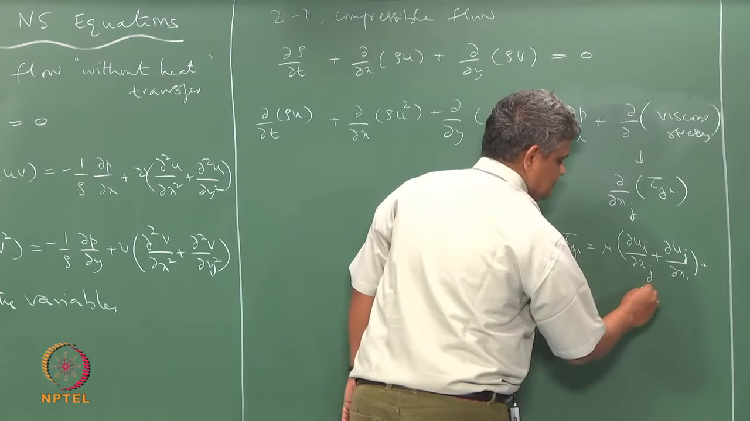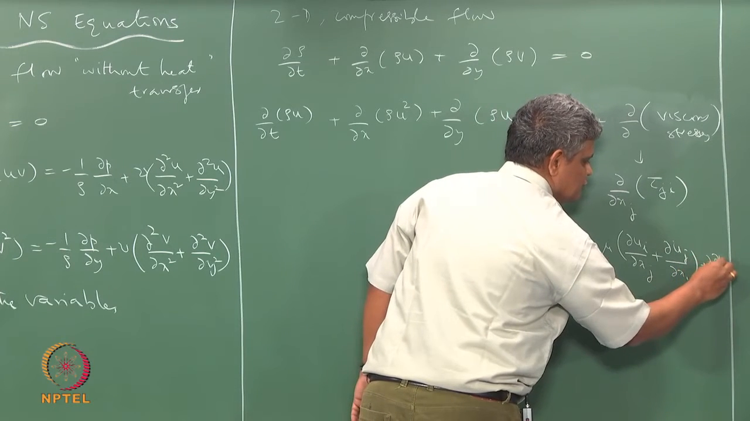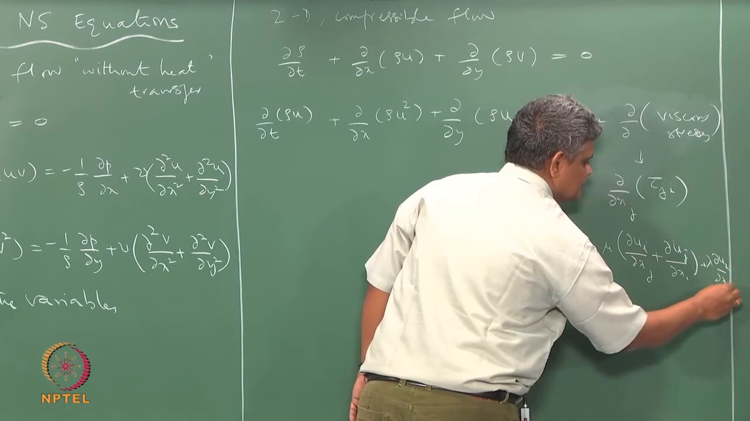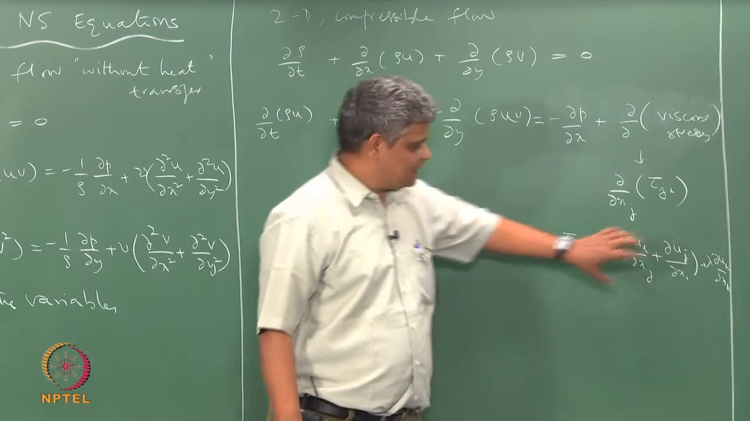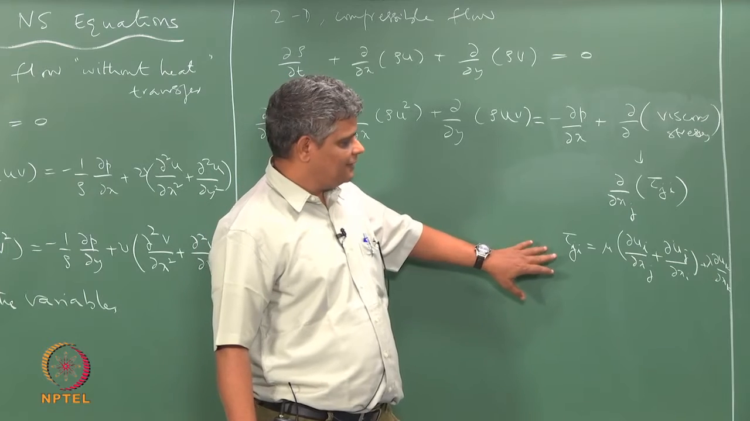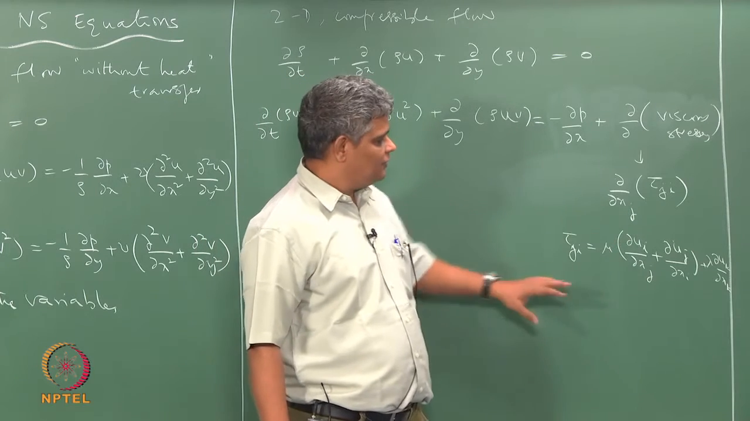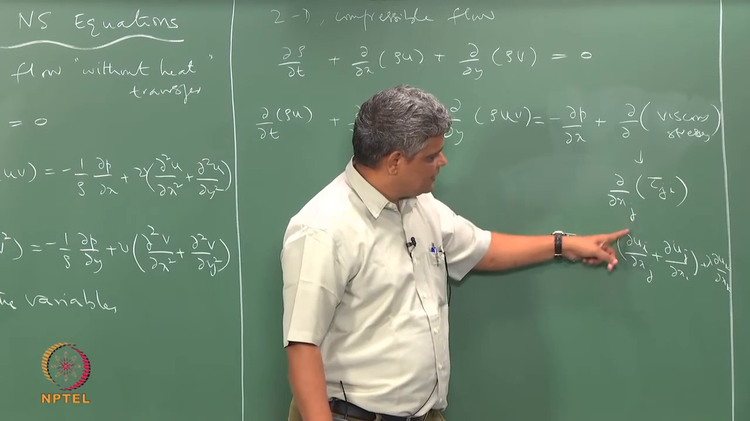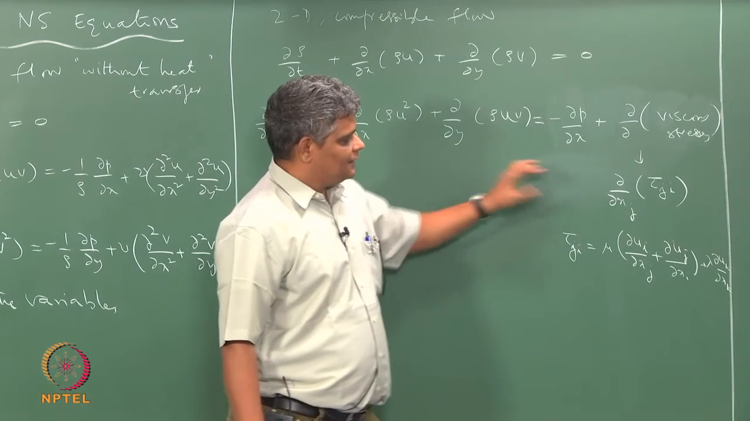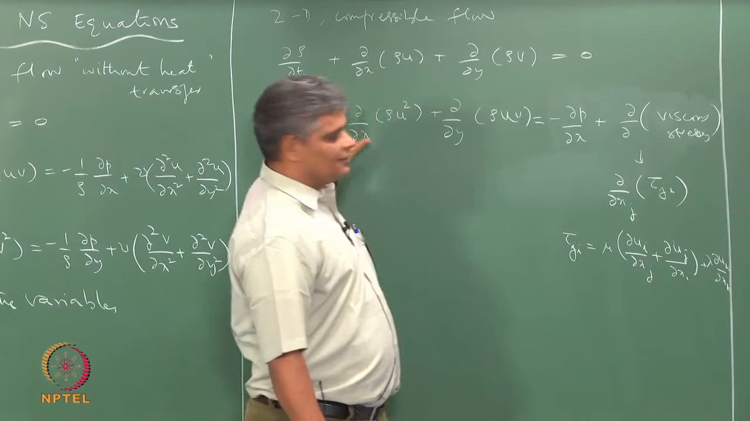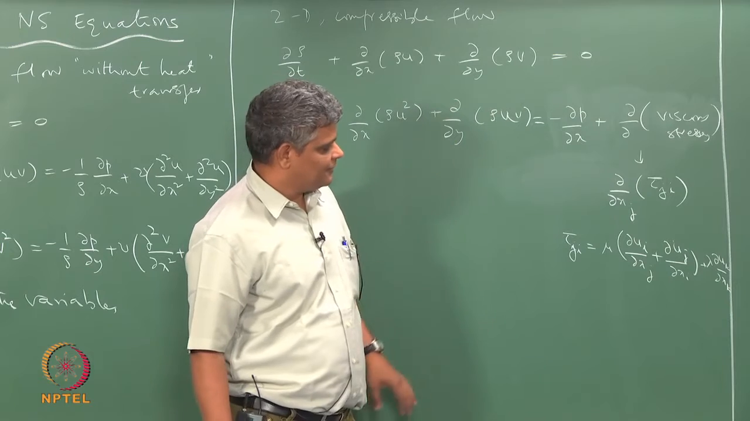plus λ times ∂u_k/∂x_k. Okay, so this is the viscous stress in the case of a Newtonian fluid, and this is the corresponding expression for the viscous stress in the x or y momentum equation here.